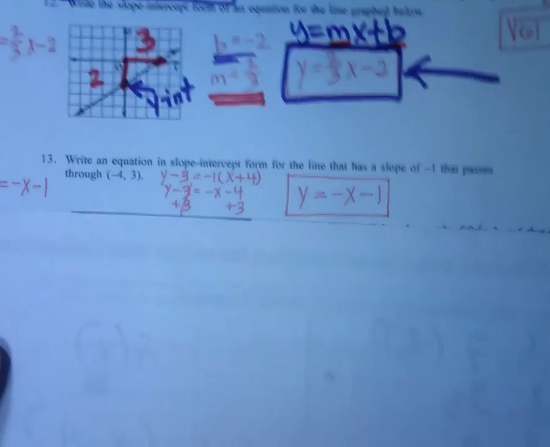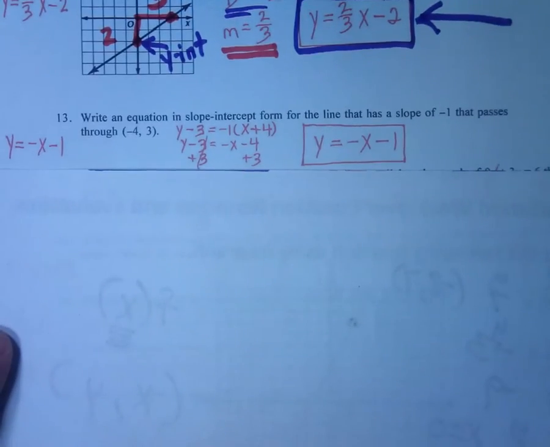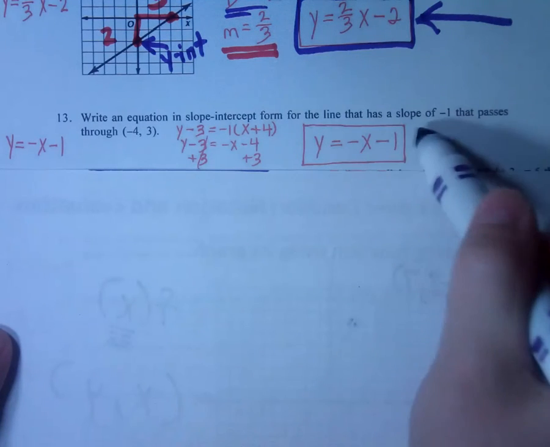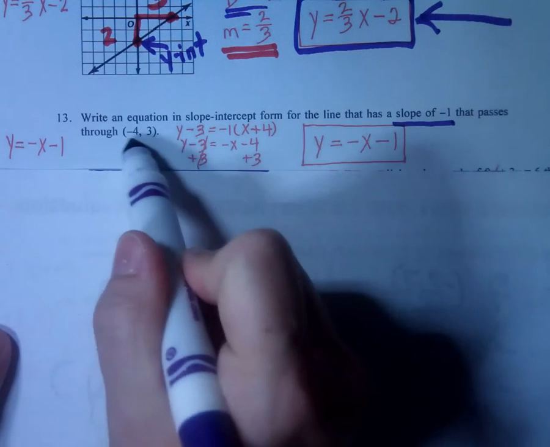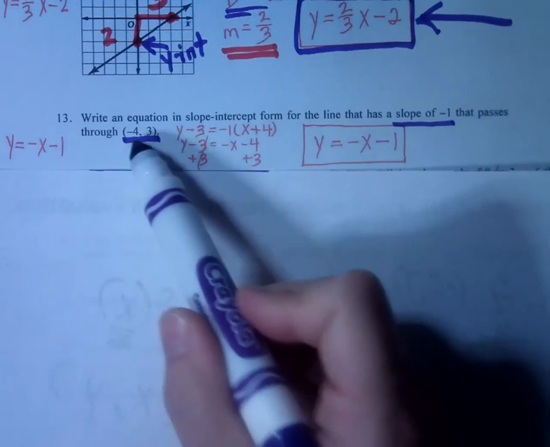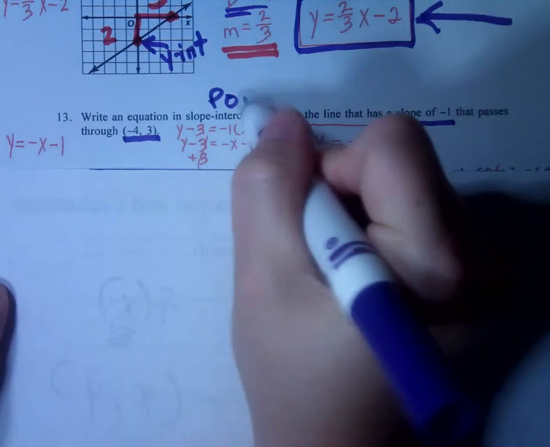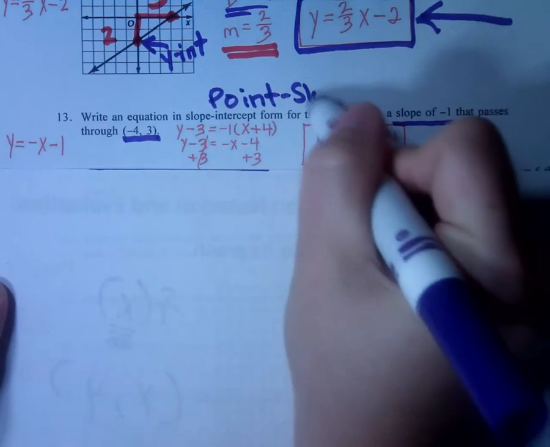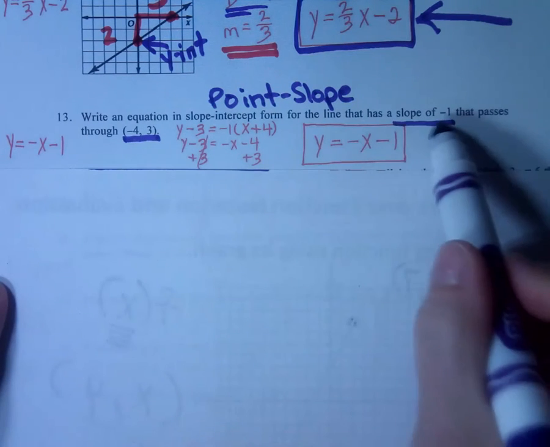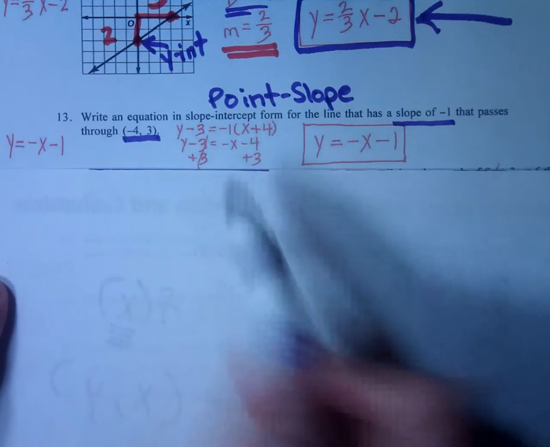Okay, number 13. We're back to writing equations from words. This time we know the slope is -1 and it goes through the point (-4, 3). Once again, I have a point, so we're going to use point-slope form. And did they tell us the slope? Yes, they did. The slope's -1, so we're ready to rock and roll.